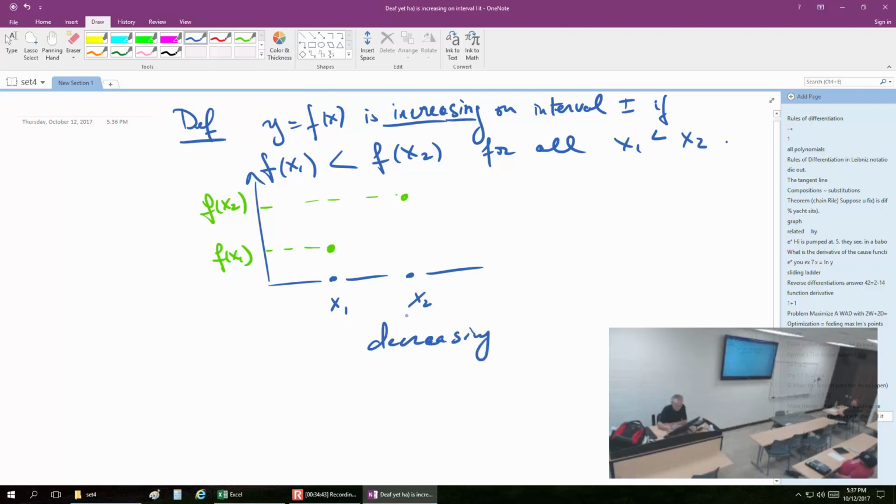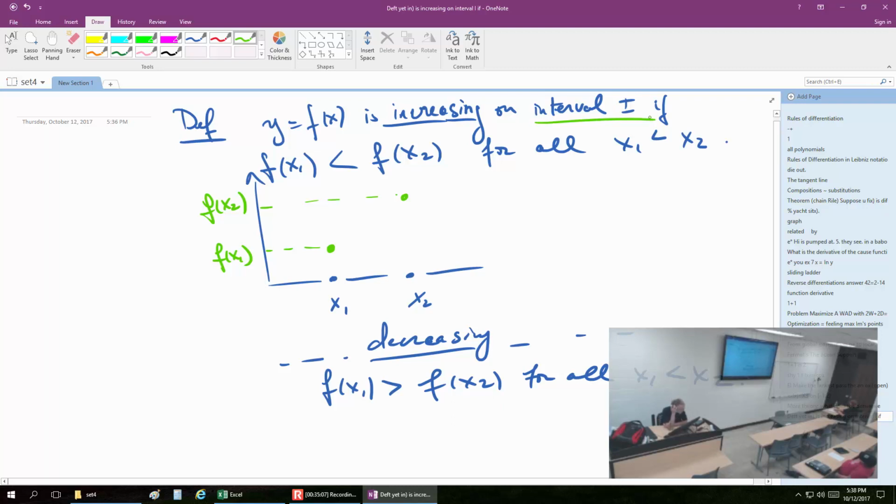And decreasing, naturally, is the opposite. Decreasing if f of x1 is larger than f of x2 for all x1 less than x2. Otherwise it is the same definition. Careful attention is to be paid to the fact that it's defined on an interval.